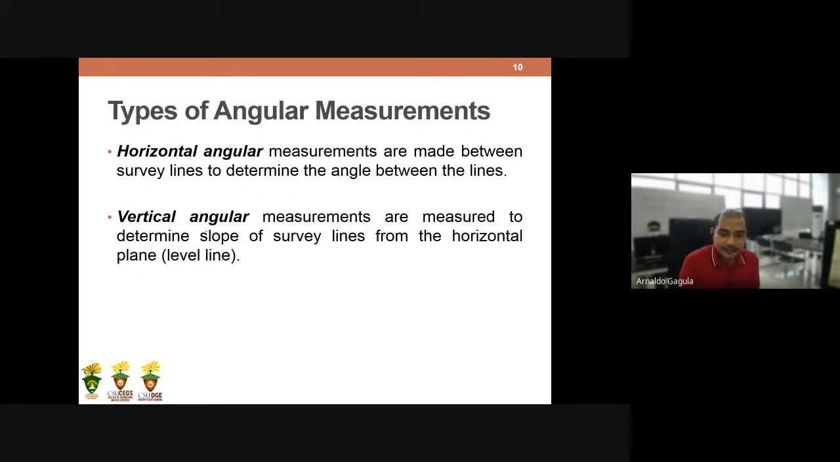So there are two types of angular measurements. We have horizontal angular and vertical angular measurements. Horizontal angular measurements are made between survey lines to determine the angle between the lines. So like what we did earlier, let's visualize that if there are two lines converging on the horizontal plane, their difference is the horizontal angle, as with the vertical angle. So vertical angular measurements are measured to determine the slope of the survey lines from the horizontal plane or the level plane.